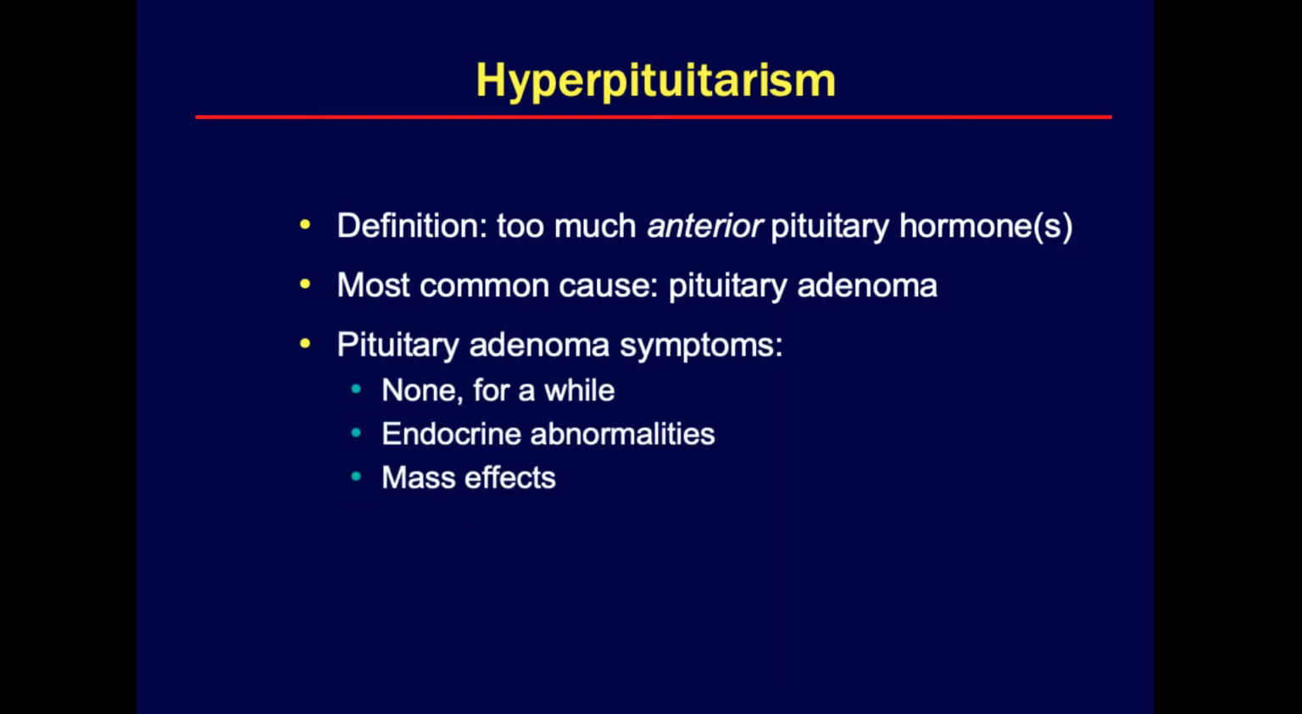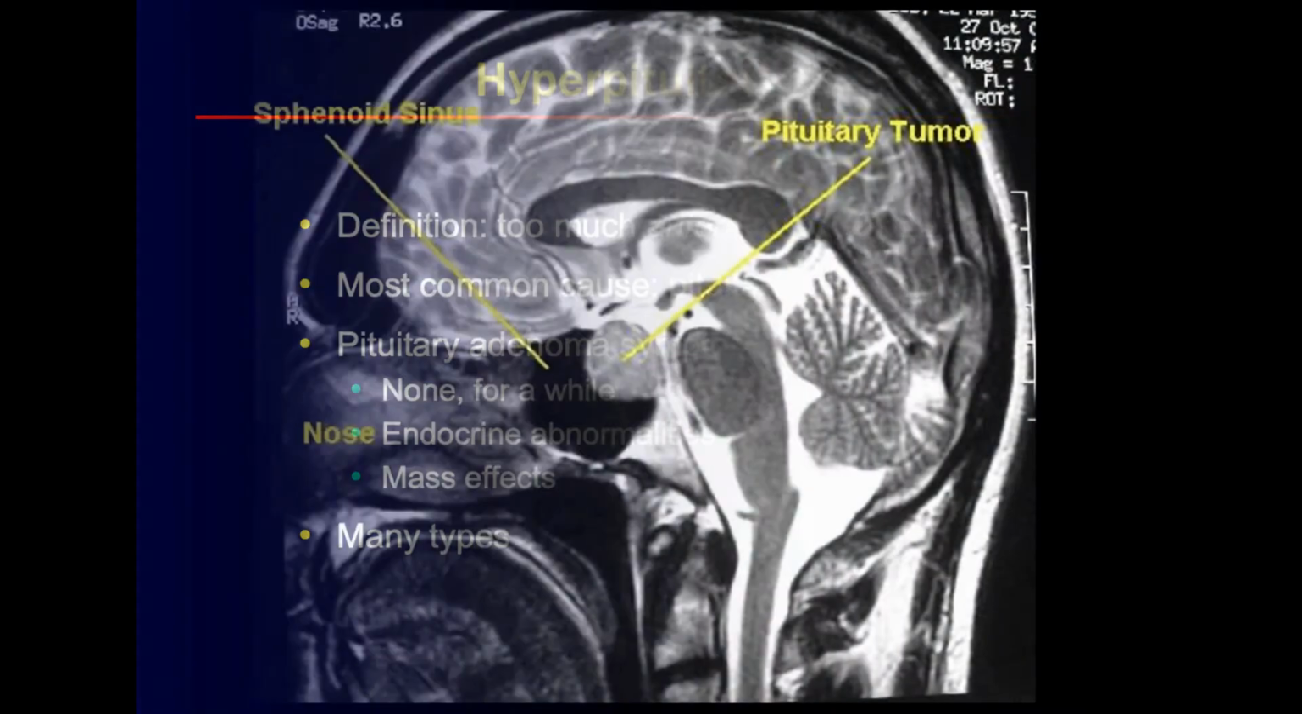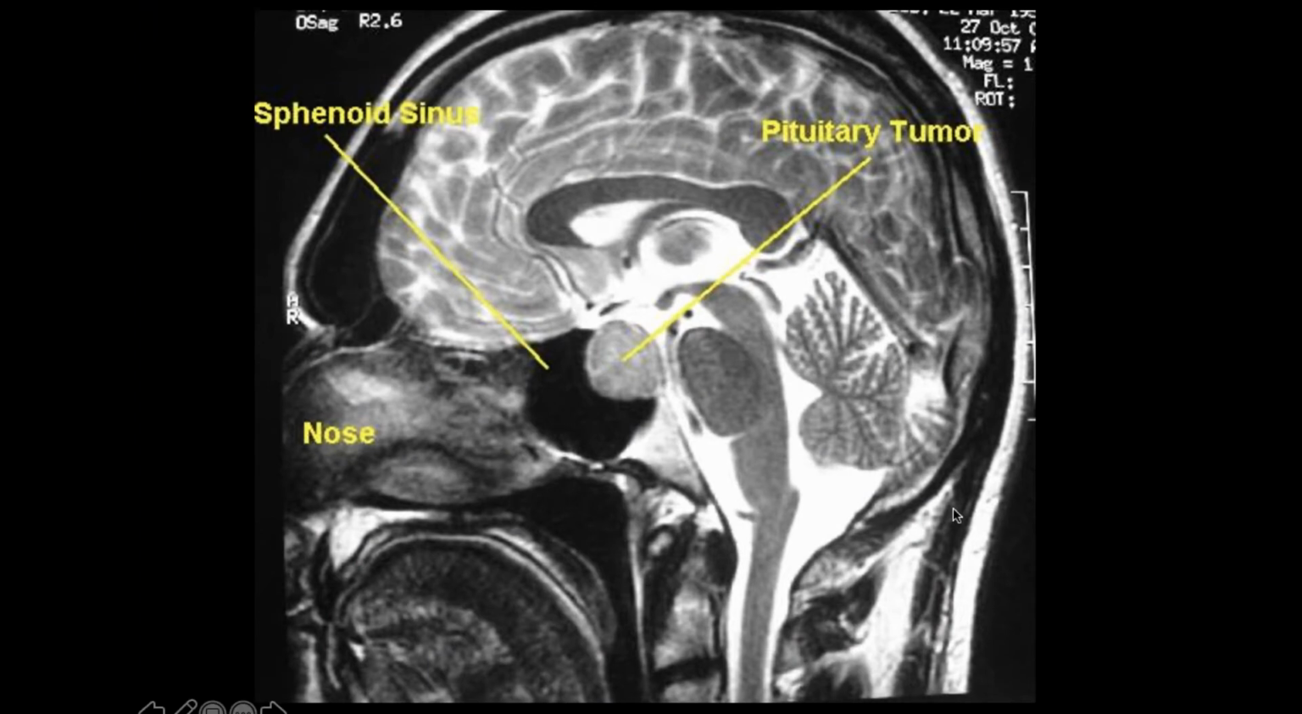So the symptoms might be none for a while until it gets very large, and then you have various different types of endocrine abnormalities because too much of these hormones are being secreted. And then once the pituitary gets large enough, you have some type of an effect on the brain and on the body. And so this is a pituitary adenoma right here.